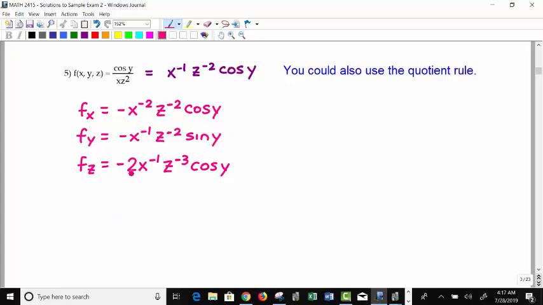So the last one, we leave the x and the y alone, and we focus on the z. So the derivative of z to the negative 2, you bring down the negative 2, which I just put out in front of the whole thing, and you subtract 1 from the exponent, so negative 2 minus 1 would be negative 3.